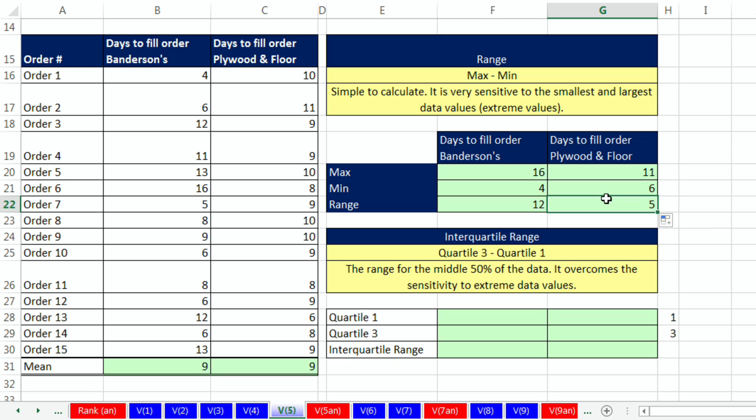In our example here, that doesn't sound very good if we're trying to plan our business. A range of 12 days compared to a range of 5. I kind of like the 5 better.